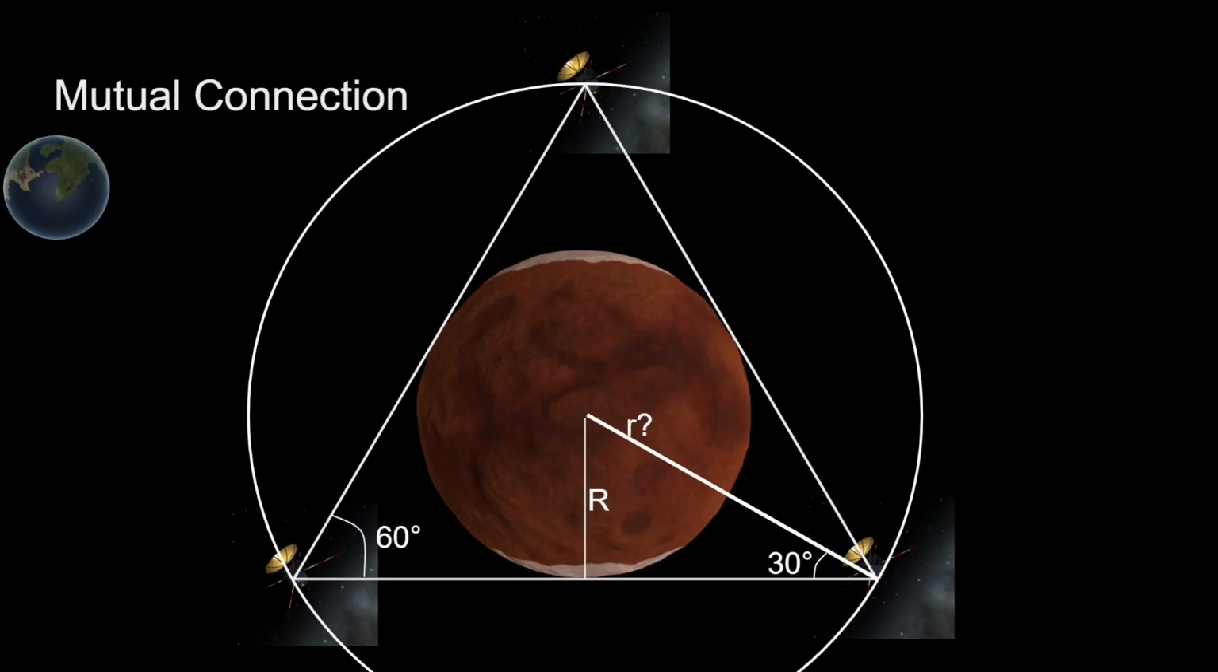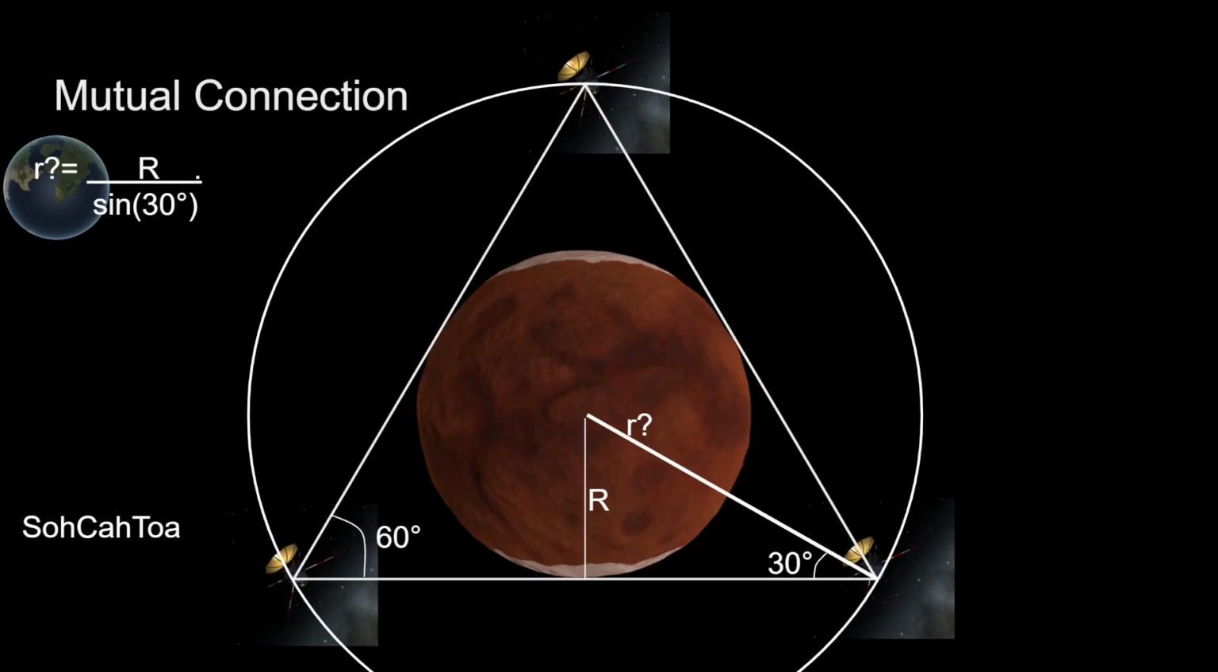So, trigonometry time! Sine is the opposite over hypotenuse, and we know the angle, we know the opposite, so we can find the hypotenuse. So, the orbital radius is going to be the radius of the planet divided by the sine of 30 degrees.